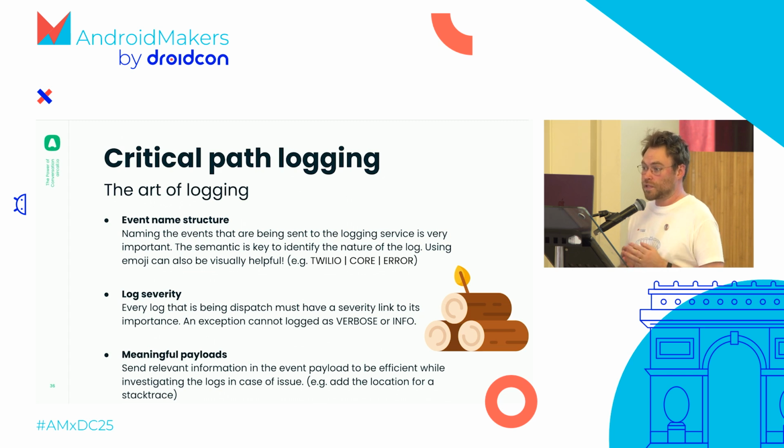And for the critical path logging, it's also the art of logging. The event name structure is very important. Naming the events that are being sent to your logging service, Datadog, Crashlytics, whatever, is very important. Semantics are key to manage that, so you need to identify the nature of the log.